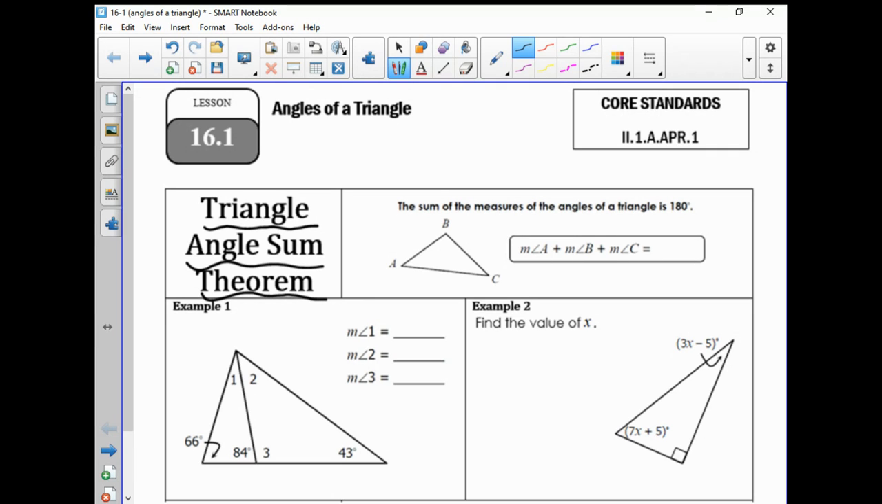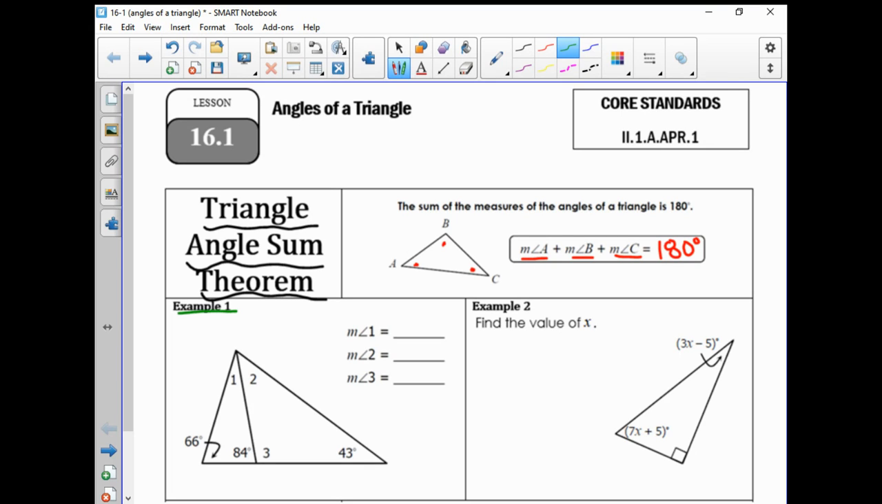Triangle angle sum theorem, I guess it technically is. But basically, this theorem says if you take all of the angles inside of a triangle and add their measures together, so measure of A plus measure of B plus measure of C, it's always going to equal 180 degrees. So if you've got two angles in a triangle, you can find the third one easily. Let's look at a few of these examples to show you how easy this is.